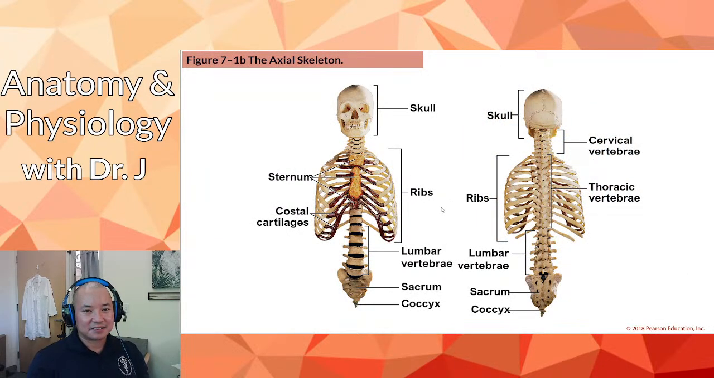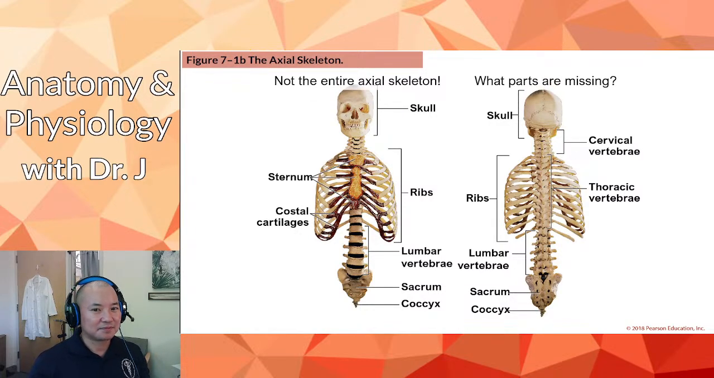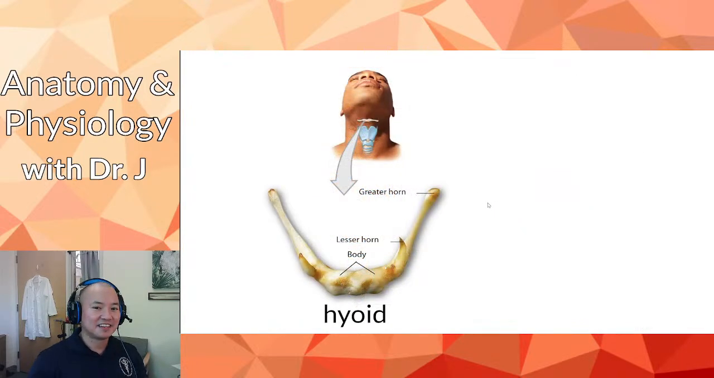And then, okay, so throwback to the skeleton. This is showing the axial skeleton, but this isn't the entire axial skeleton because some bones are missing. Some of the bones that are missing are the auditory ossicles in your ear. But one thing that's very important that's missing is the hyoid. The hyoid, again, is very special because it does not directly form a joint with any other bone. It's just floating, like in this picture right here.